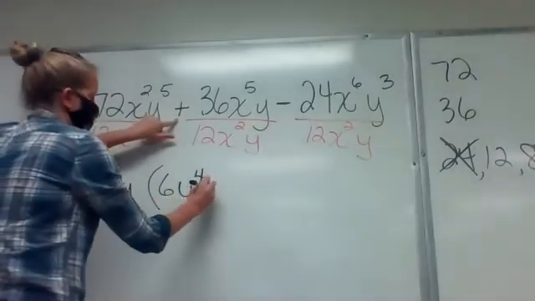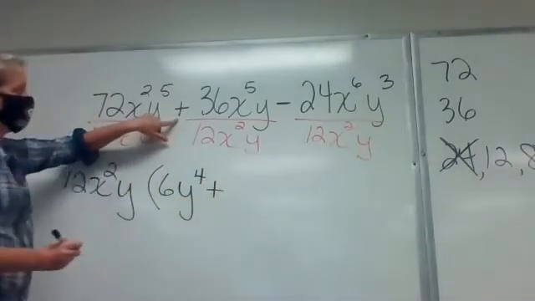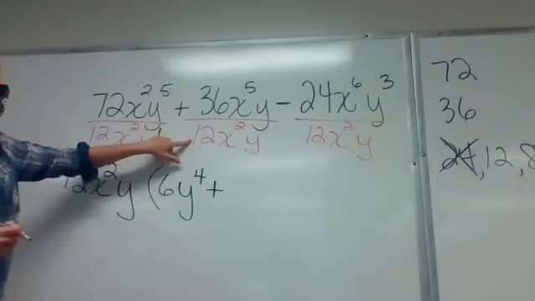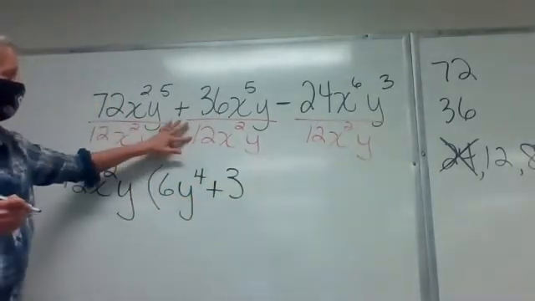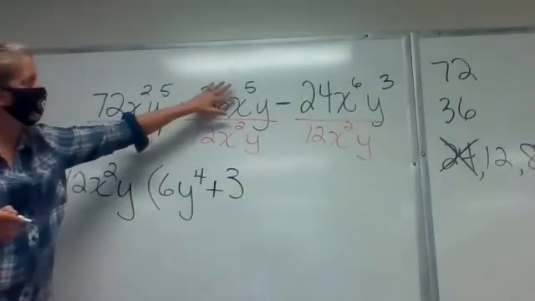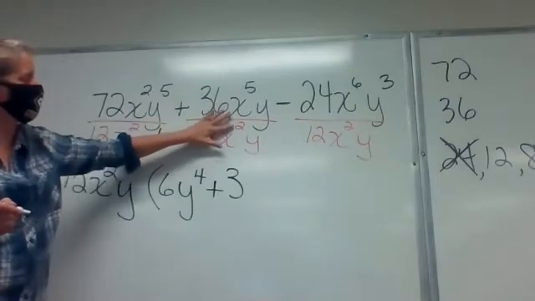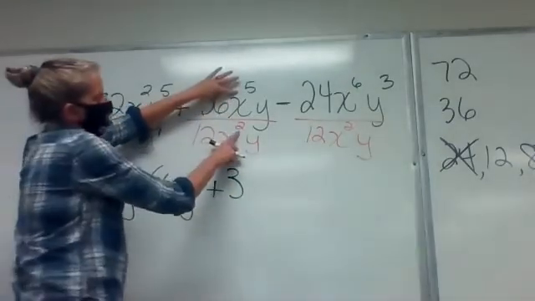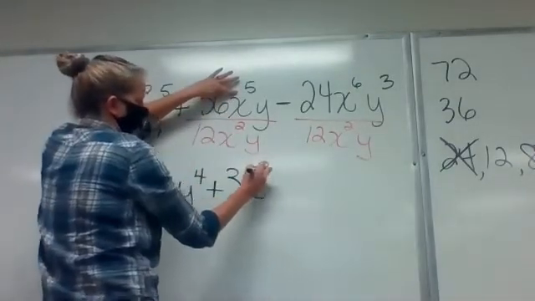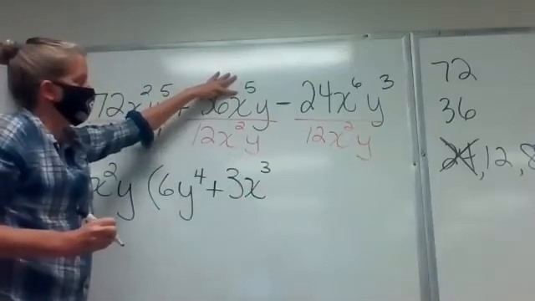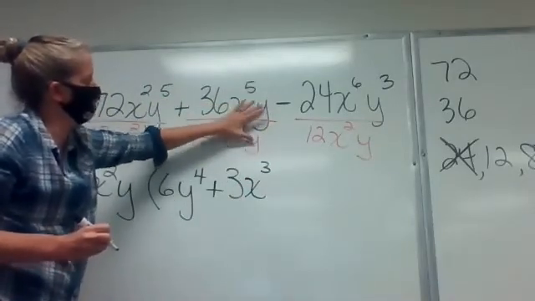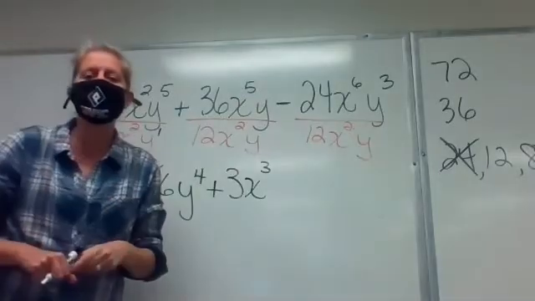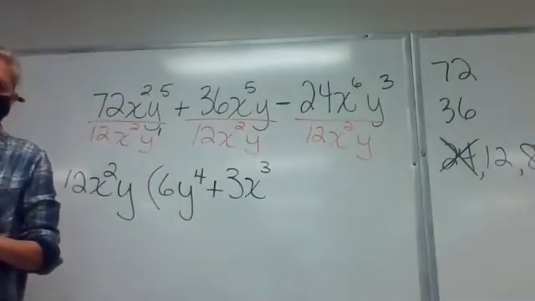Moving along, plus 36 divided by 12 gives me 3. X to the 5th over x to the 2nd. Subtract your exponents, so that gives you x to the 3rd. And what do you get when you subtract the y's exponents? They both have 1, so when you subtract them, you don't have any y left, so no y's.